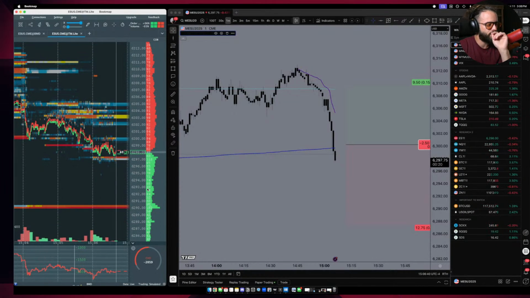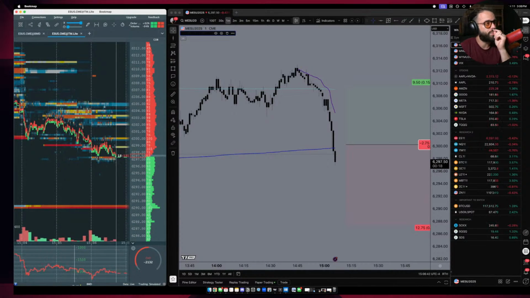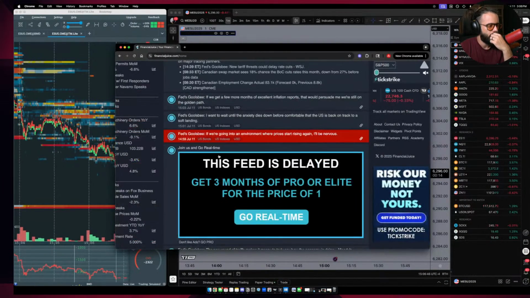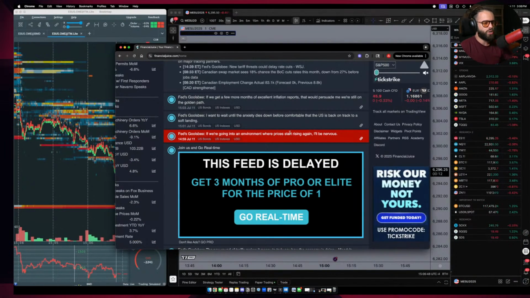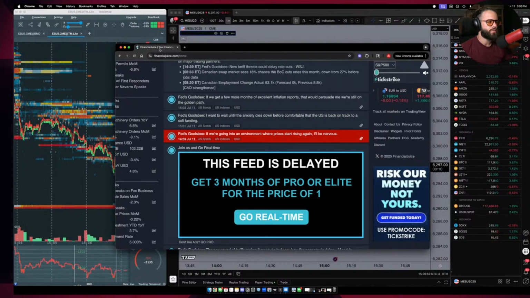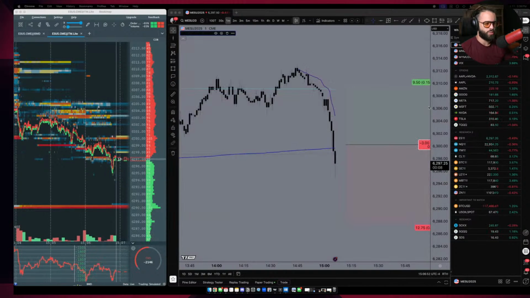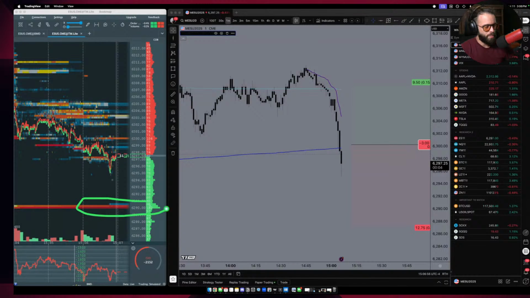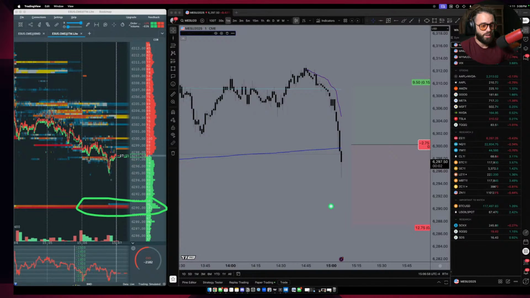End of day Bookmap is fun to read. Fed's Goolsby. See, now this is why I like Financial Juice, you get the red thing here. It'll tell us exactly: if we're going into an environment where prices start rising again, I'll be nervous. Okay, that's maybe why the market's moving lower. Now, what do we see below? With my Bookmap settings, 62.90. That's down here.